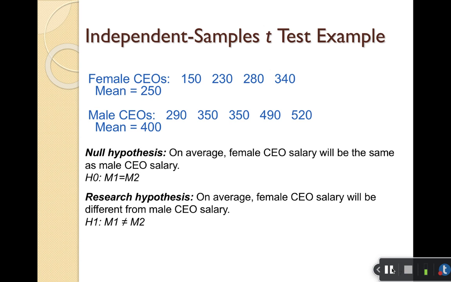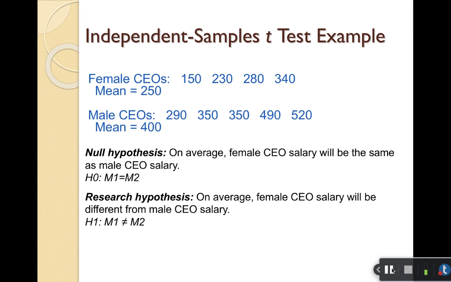The data set from last week, I think we had 60 different Fortune 500 firms. I've condensed this down quite a bit just for the sake of having a short example here. At the top, I have a group of female CEOs. I have 4 of them in my sample, and their salaries are reported in thousands of dollars: 150,000, 230,000, 280,000, 340,000. If you take those 4 salary scores and average them together, we get a mean female salary of $250,000 per year. Not too shabby. Same thing with the male CEOs. I have a sample of 5 male CEOs, you can see their individual salaries, and their average salary is $400,000 a year.